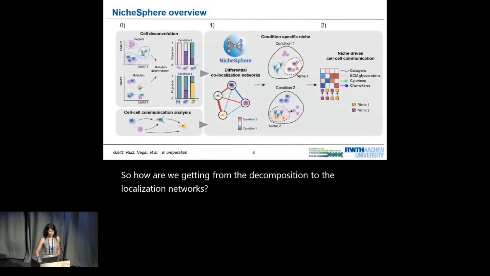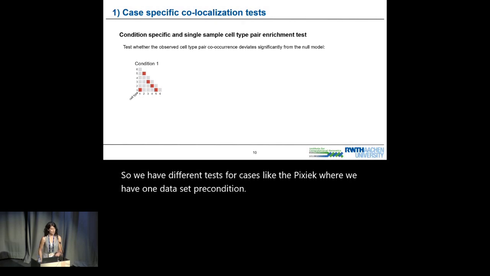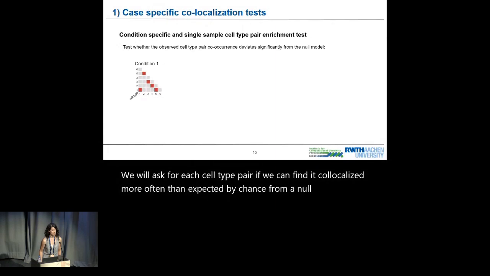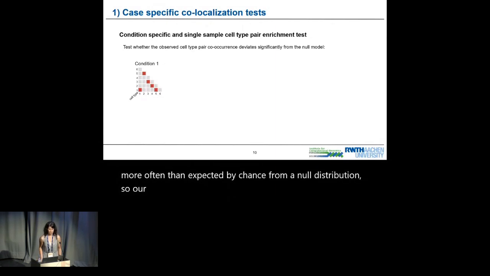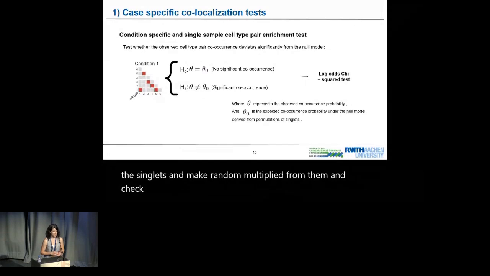So we have different tests. For cases like the PICSIC, where we have one data set per condition, we will ask for each cell type pair if we can find it colocalized more often than expected by chance from a null distribution. So our null model will come from the singlets. So we will take the singlets and make random multiplets from them and check if our observed probability to find the cell type pair deviates from this random distribution. We will do this with a log odds chi-square test.